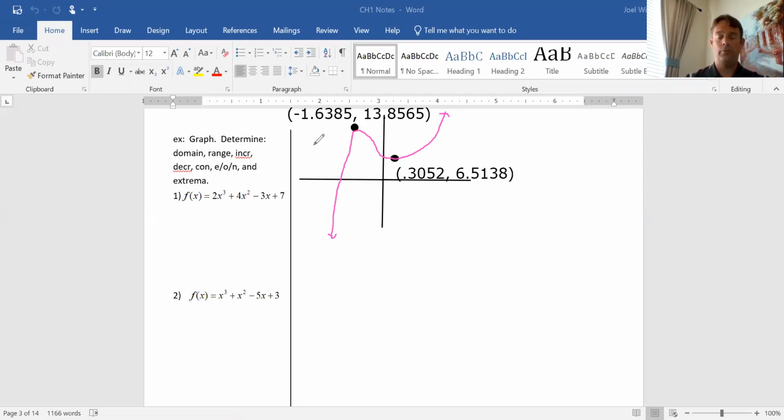All right. So the first thing we want to know is when is it decreasing, increasing, and constant. Well, there are no flat sections, so we can go ahead and skip that. For the constant, we're going to say that this is DNE. That's short for does not exist.